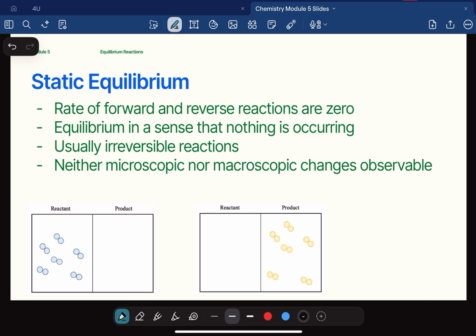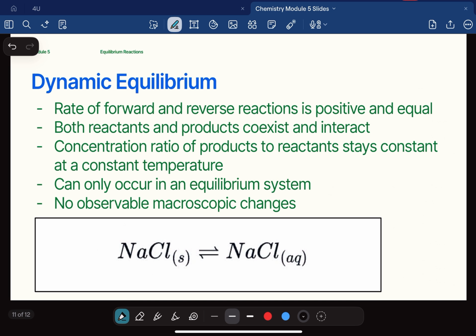The main type of equilibrium system that we're covering in Mod 5 is dynamic equilibrium. There's a lot of examples of this. So for dynamic equilibrium, the rate of the forward and the reverse reactions is positive and equal, so it's not zero. The rate is equal, so at the rate that products are being produced, reactants are also being produced at the same rate, and both reactants and products have to exist and interact in this system at the same time.